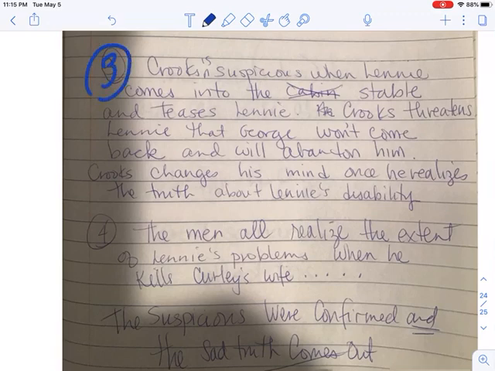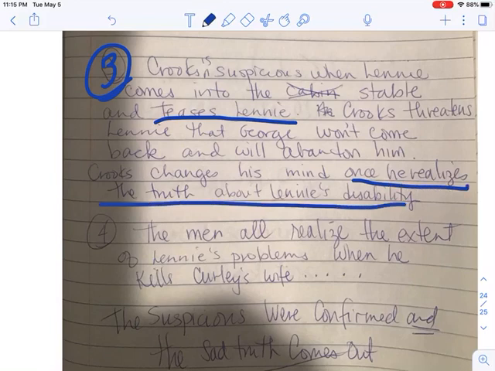I also saw suspicion when Lenny visited Crooks, and Crooks was suspicious when Lenny came into the stable, and Crooks teases Lenny. Crooks threatens Lenny that George won't come back and will abandon him. Crooks changes his mind, though, once he realizes the truth about Lenny's disability. As he was speaking with Lenny, he thought he was just another one of the men who come to work the ranch, and then he says, you don't understand anything I'm saying, do you? And Lenny's just sitting there. All he wants to do is pet his dog, and he has no idea.